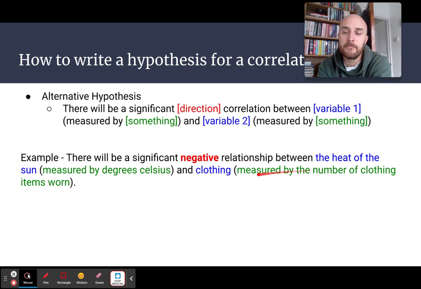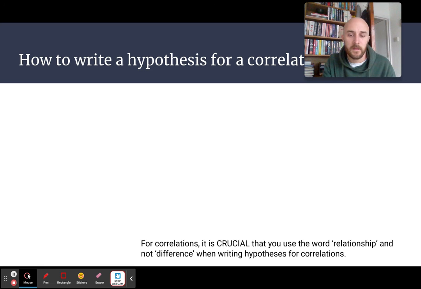If you take out the green, it's not operationalized and it's not numerical. So if you were to take out the green and just say there'll be a relationship between the heat of the sun and clothing, the heat of the sun may not actually be measured quantitatively, right? You could go to people like, how hot's the sun? Oh, it's really hot. How hot is it today? Oh, it's mild. You need to make sure you're measuring both covariables quantitatively, numerically.